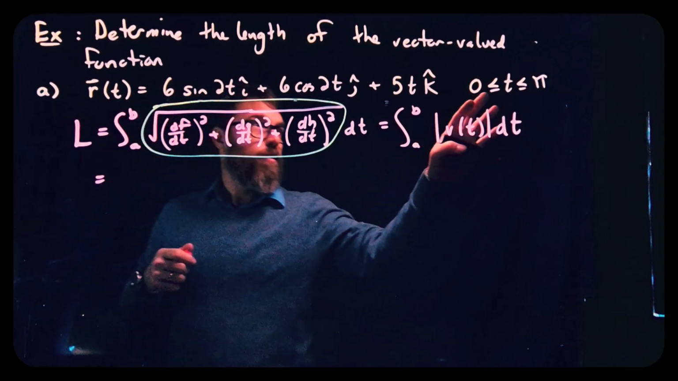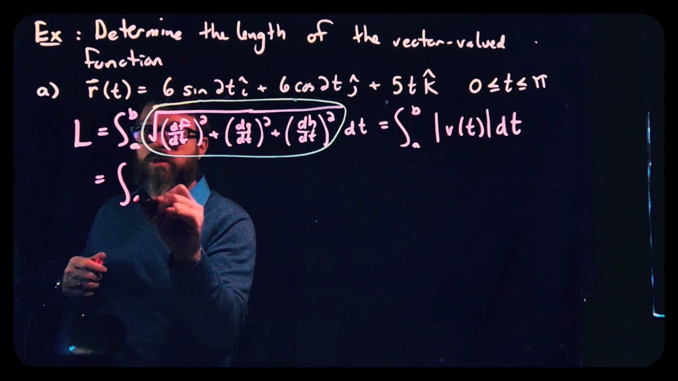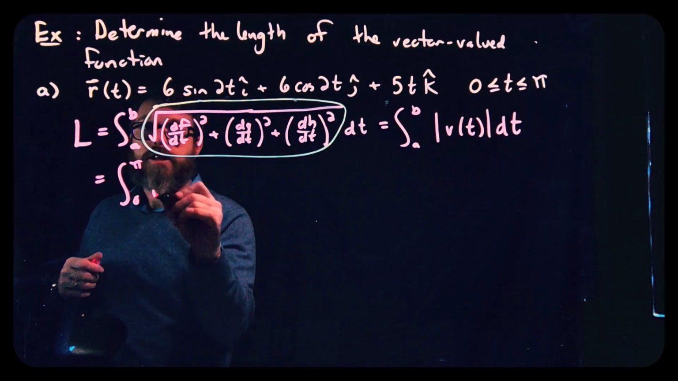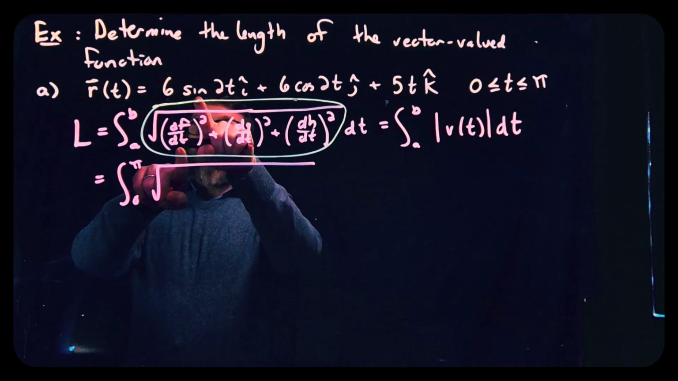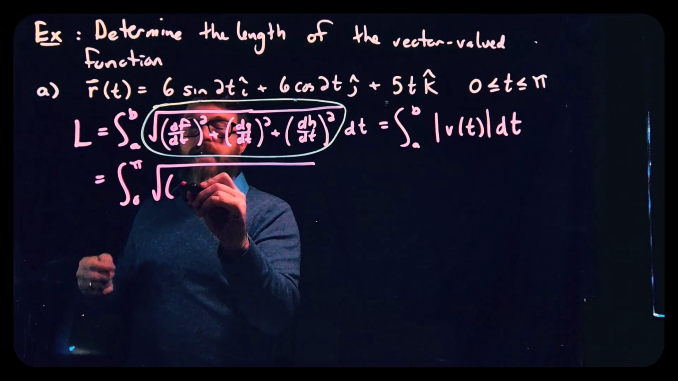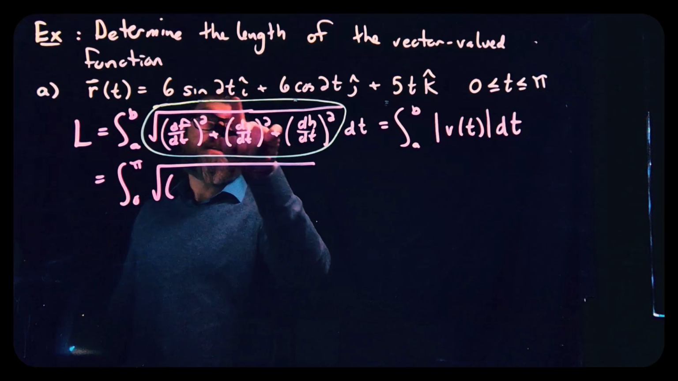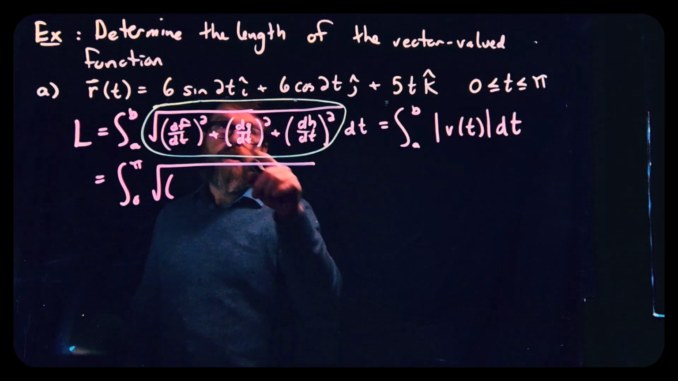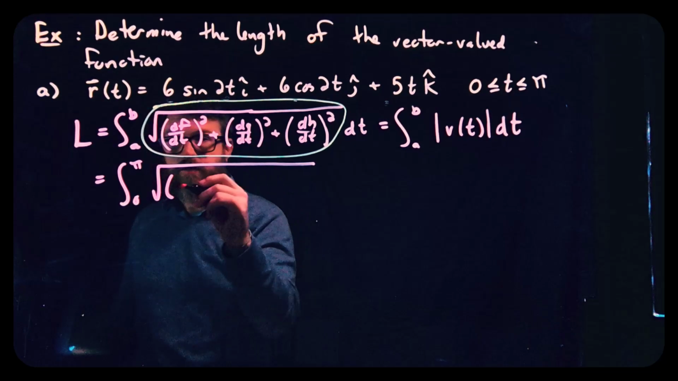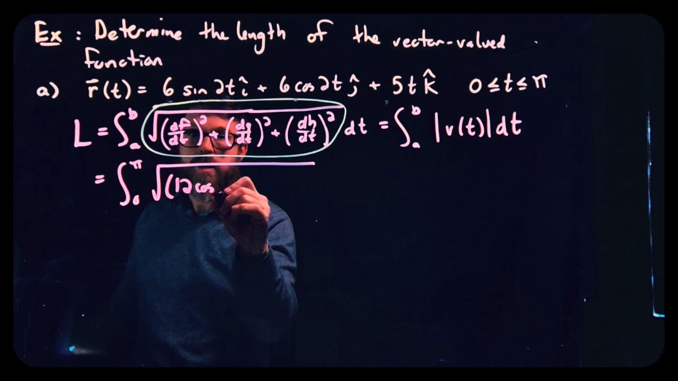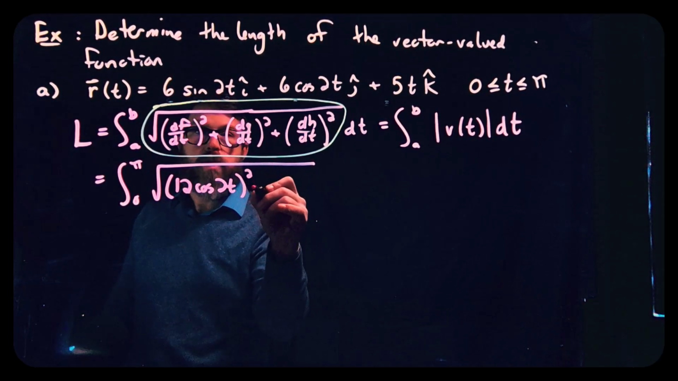So this is going to be the integral from 0 to pi. So a is equal to 0, b is equal to pi, and this is going to be the square root of, now, the derivative of the first squared. So the derivative of 6 sine of 2t is going to be, well, the derivative of the sine of something is going to be the cosine of something, times the derivative of what's inside, which is going to be 2. So this would be the cosine of 2t times 2, but I have a 6 in front, so 2 times 6 is 12 cosine of 2t. We got to square it.